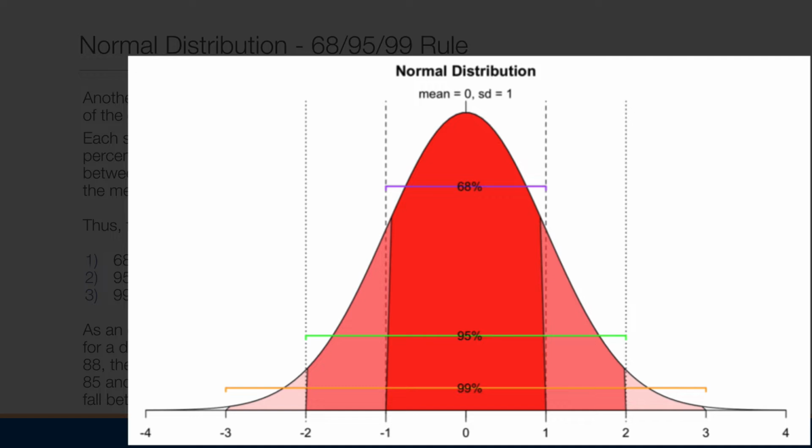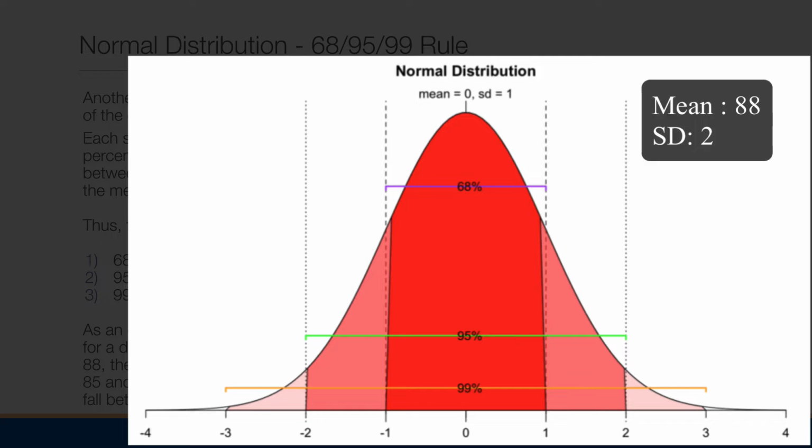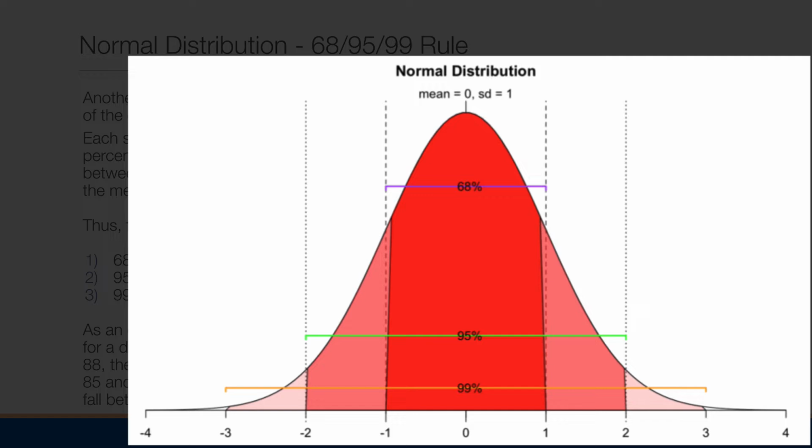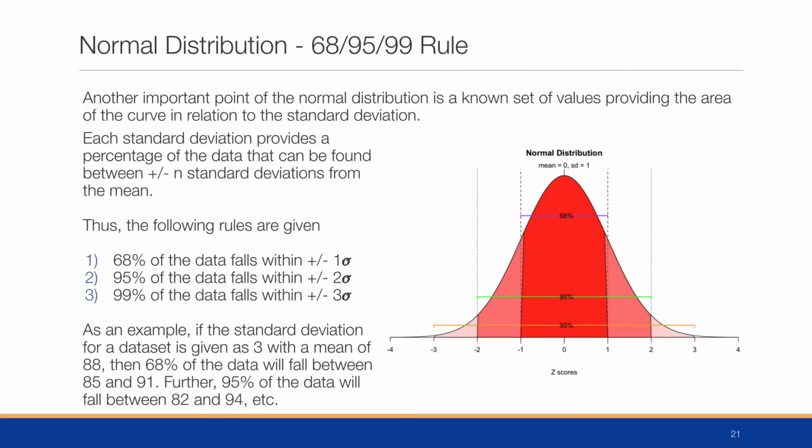So that means if you know the standard deviation of a set of data and you know its mean, so let's say the mean is 88 and a standard deviation of 2, that means that one standard deviation on either side is 86 to 90. And you can be sure that about 68% of the data will fall between that 86 and 90. So these rules can therefore just be applied a little further: 68% of the data falls within plus or minus 1 standard deviation, 95% of the data falls within 2 standard deviations, and 99% of the data falls within 3 standard deviations.